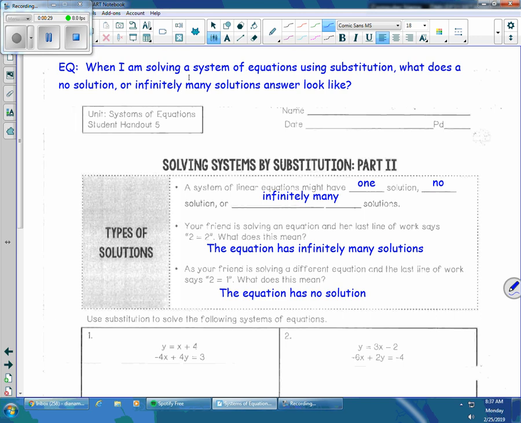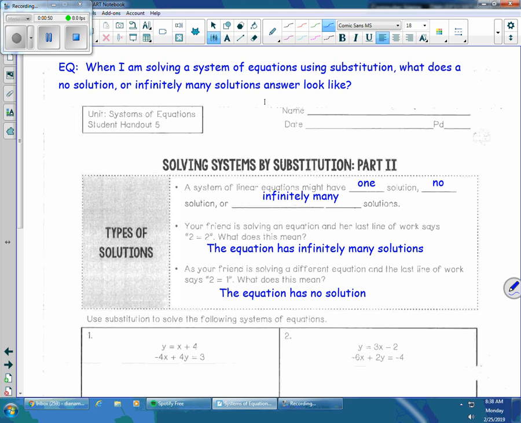When I'm solving a system of equations using substitution, what does a no solution or an infinitely many solutions answer look like? Now, we've been doing this in class for several days now, so today's video is much more like a review than it is new teaching. So hopefully you're going to be watching this and thinking, yep, I got this already.